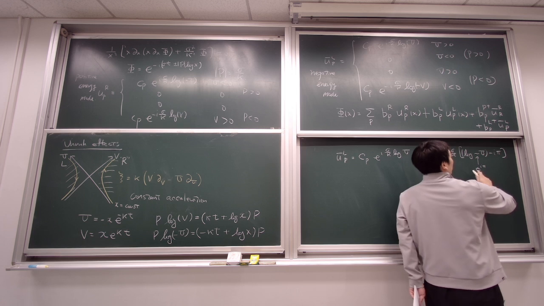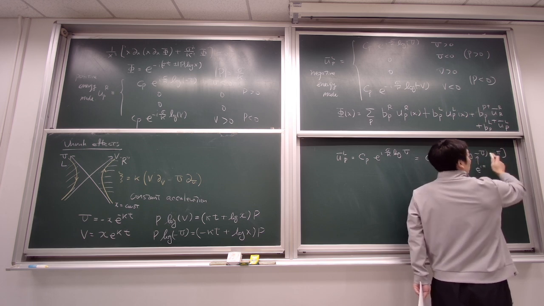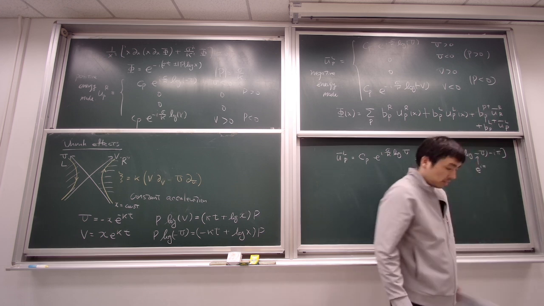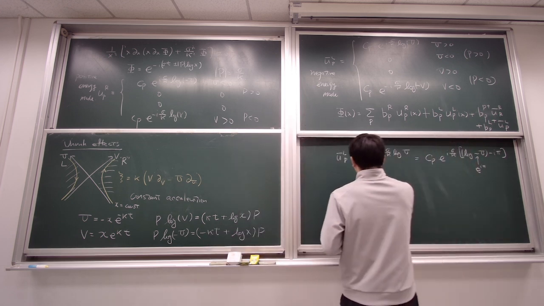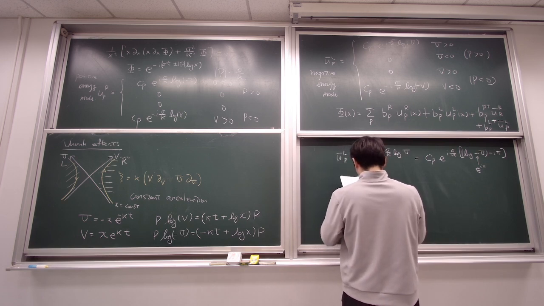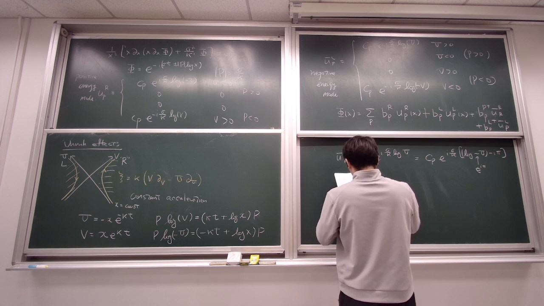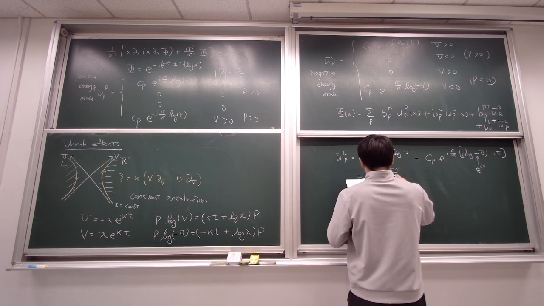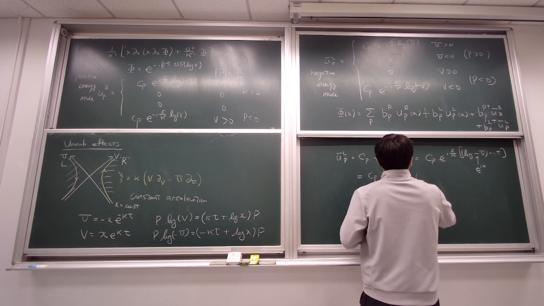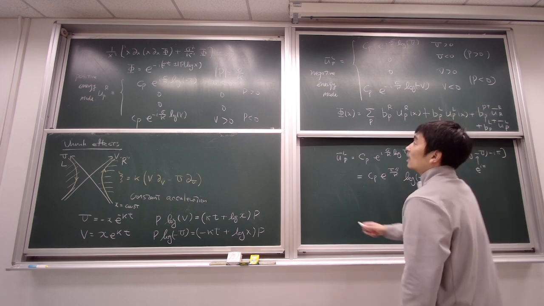Therefore, to cancel you just put e to the minus i pi, and then log e to the minus i pi is minus i pi. Okay, right this way. Then this can be written as Cp e to the pi sigma over kappa log of minus U. Okay, so now we can connect these two modes.